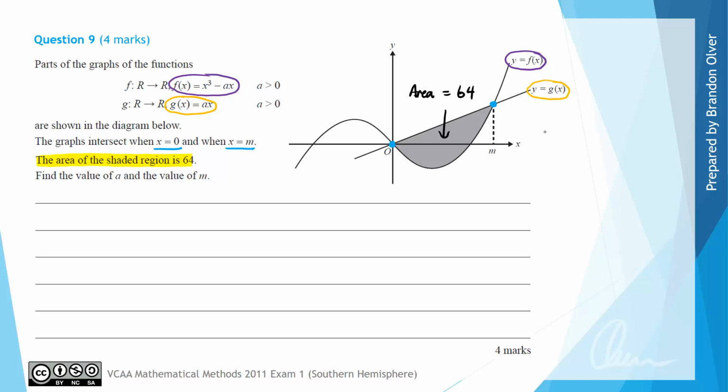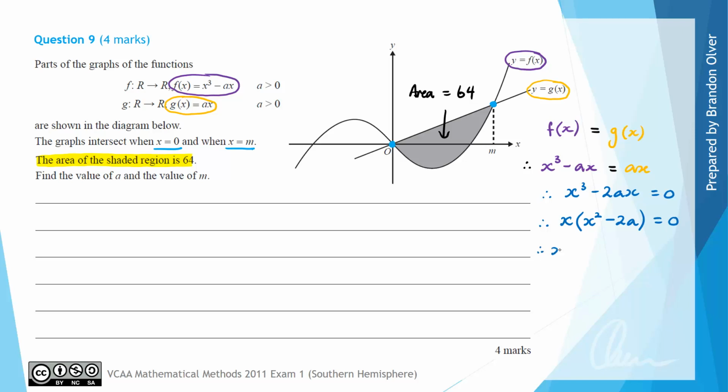So firstly, just out to the side, we're going to think about the point of intersection, and that is when the graph of f of x is equal to the graph of g of x. Using their rules, that is the same as x cubed minus ax is equal to ax. So we can subtract ax from both sides and we get x cubed minus 2ax is equal to 0. Now factorising that, we can take x out as a highest common factor, leaving behind x squared minus 2a is equal to 0.